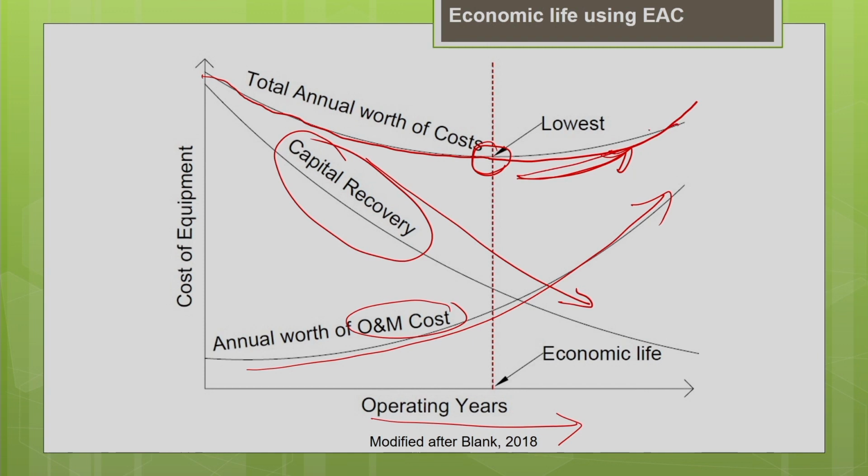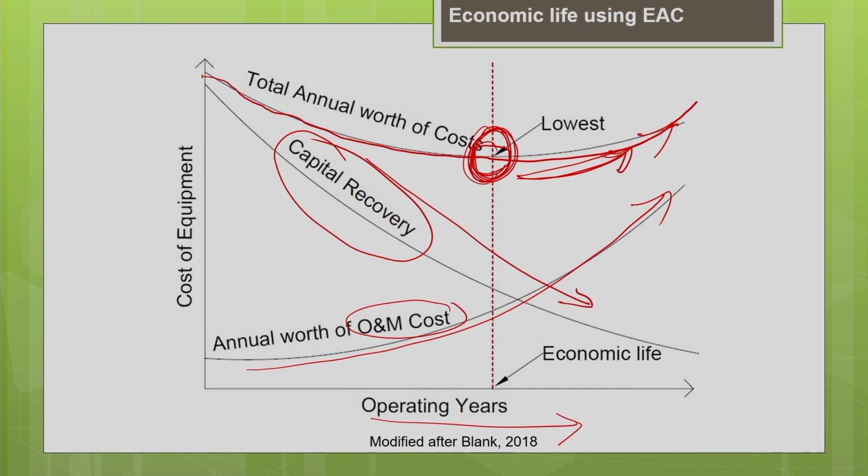Okay. That is why it is starting increasing. So we are supposed to replace the equipment when the total cost associated with the machine is minimum. Okay. So this time period is called the economic life of the machine. Okay. So this is the optimum replacement time of the machine.